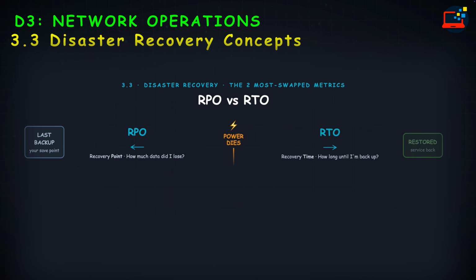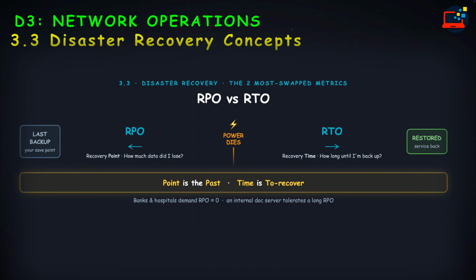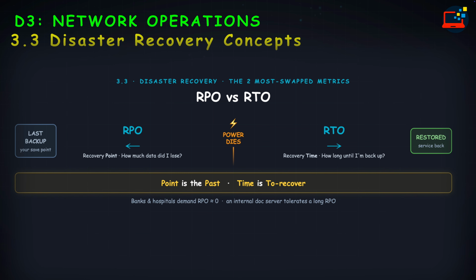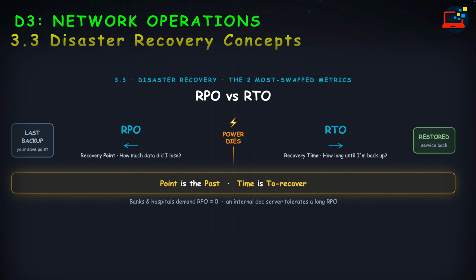3.3 is disaster recovery. This is a short section with the highest acronym confusion rate in the entire domain, so we slow down and get the directions right. There are 4 metrics, and they are all measured in time. The two that matter most are RPO and RTO, and here is the one most people swap under pressure.